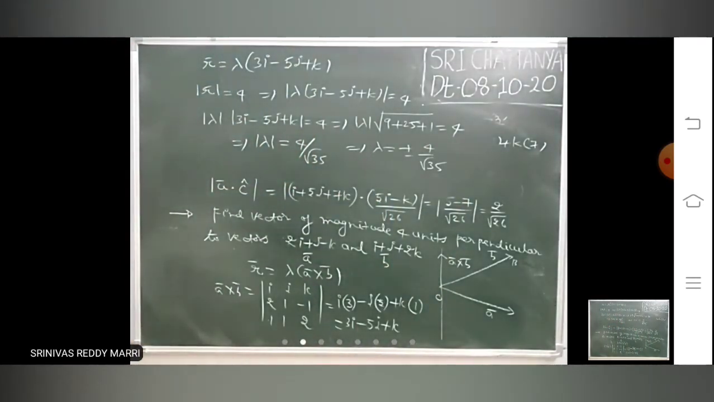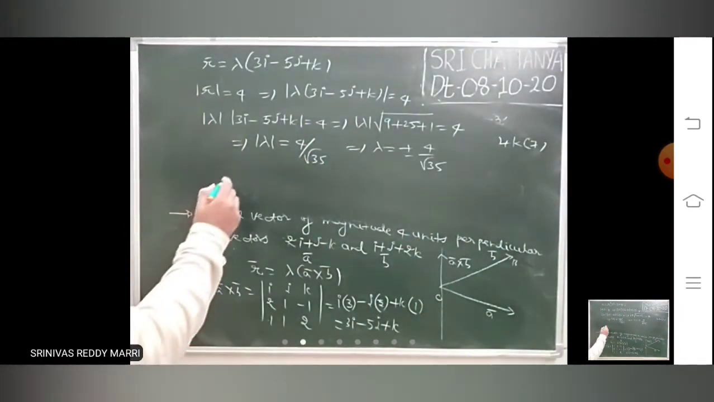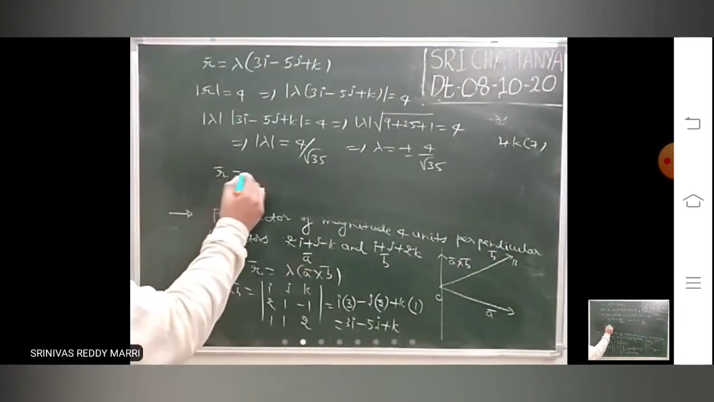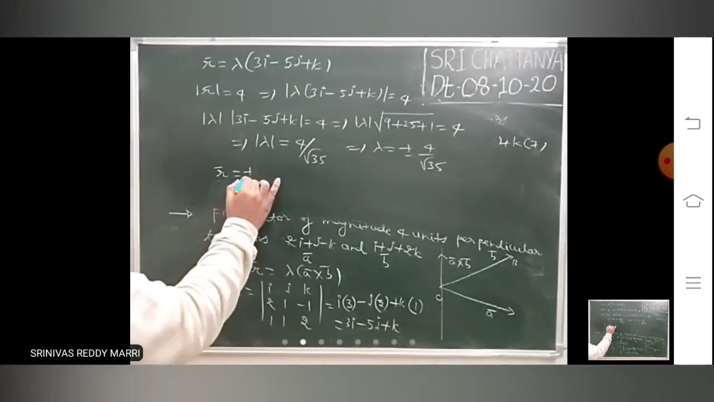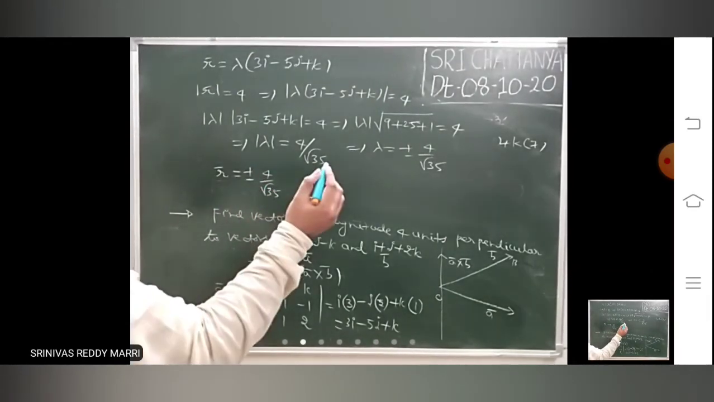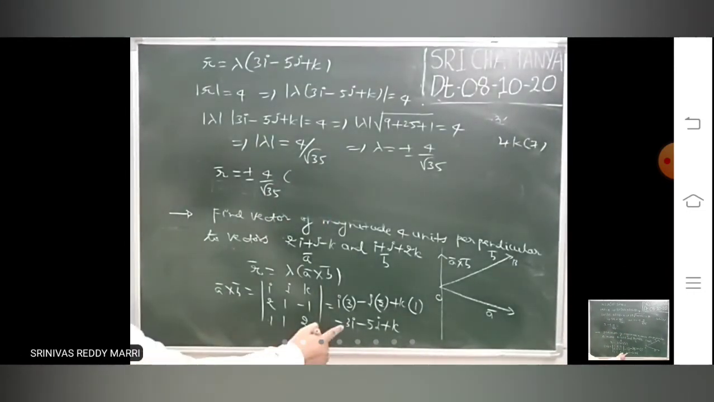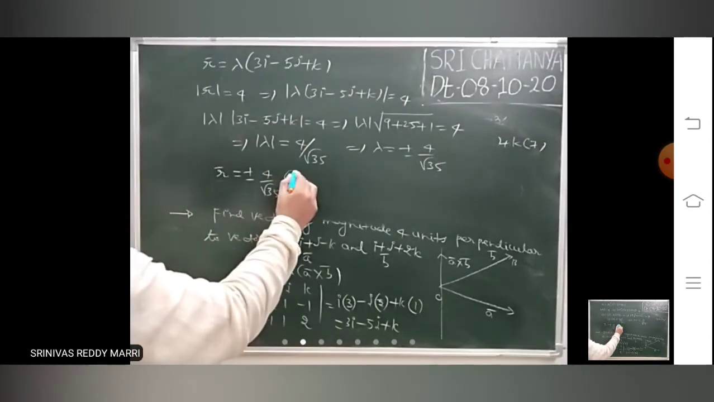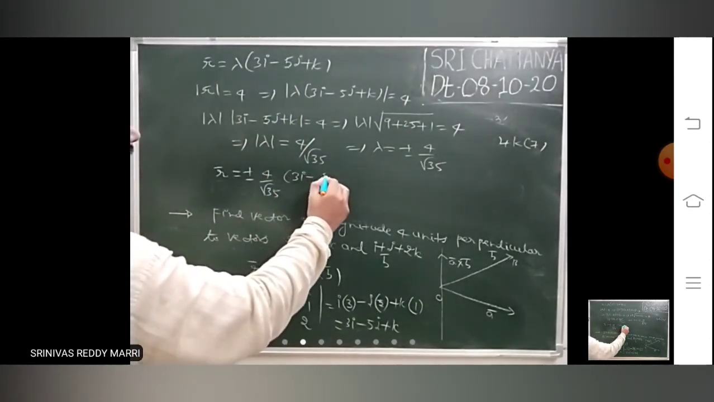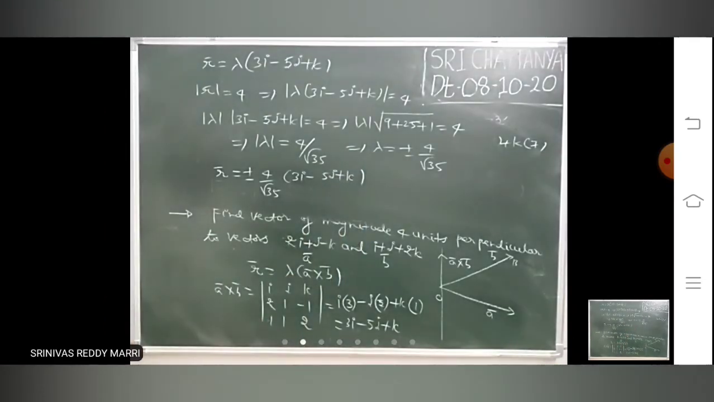So that means R bar vector you can get. R bar vector is nothing but lambda into, that means plus or minus 4 by root of 35, into 3i minus 5j plus k. This is the required vector.